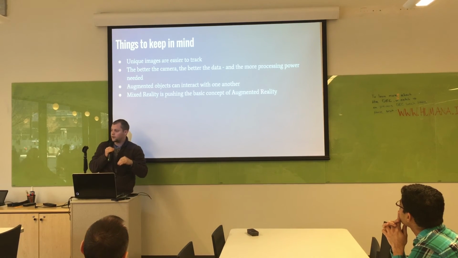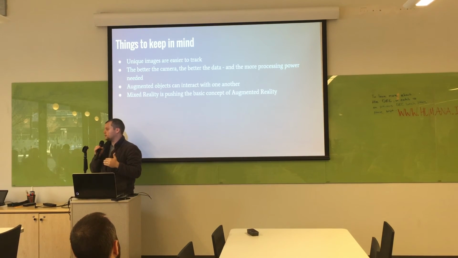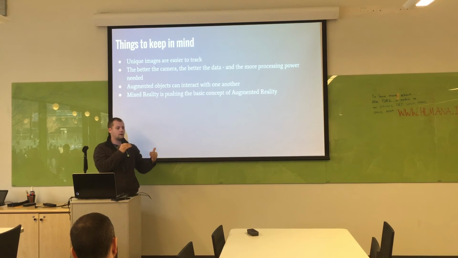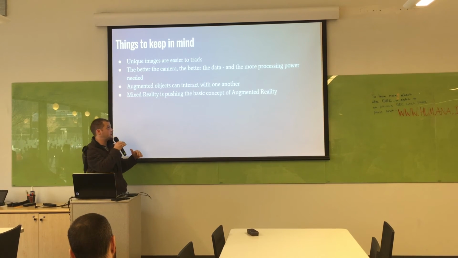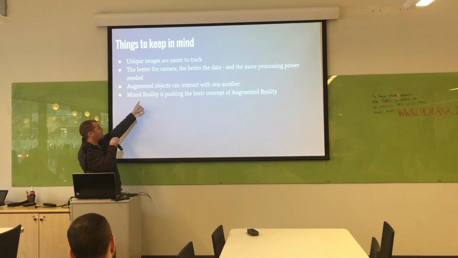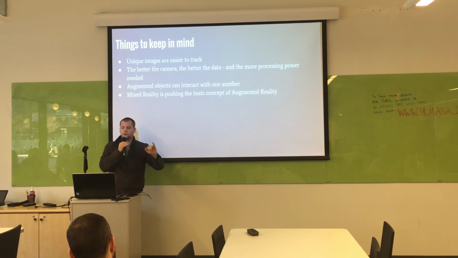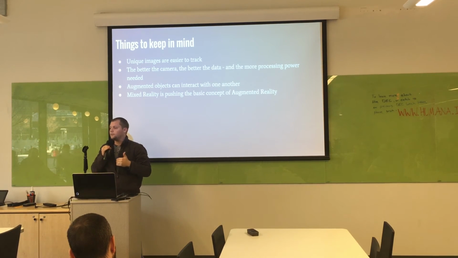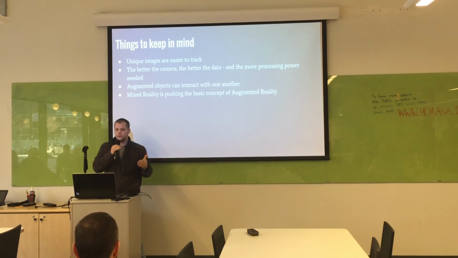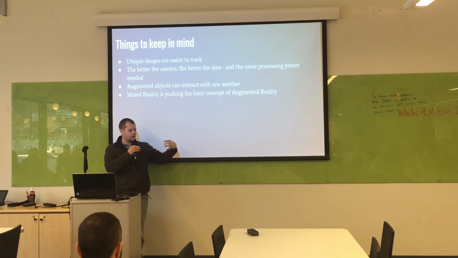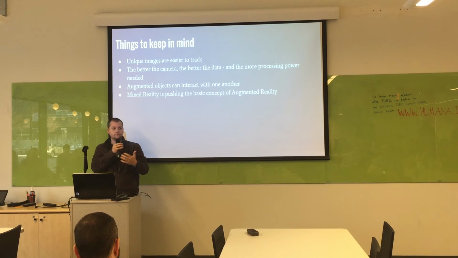Better the camera, the better the data, but with that, you're probably going to have better processing power. Fortunately for us, as better cameras are coming out, they're getting better processors, so it's not really much of an issue. And augmented objects can interact with one another. That's why I showed off that script. There's another example I showed at a previous talk where the individual had two different things that were recognized, and as they got closer together, they started interacting with one another. So that can be done.